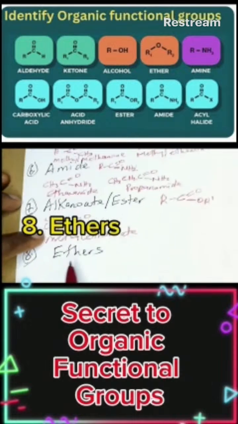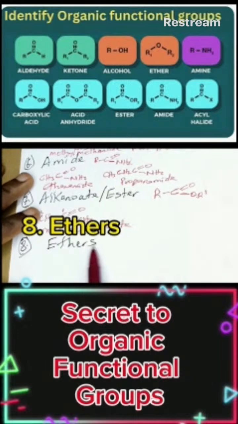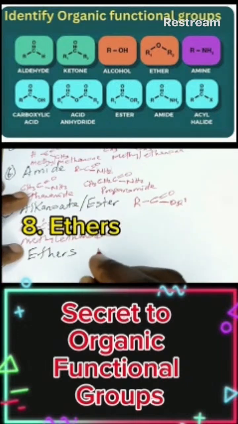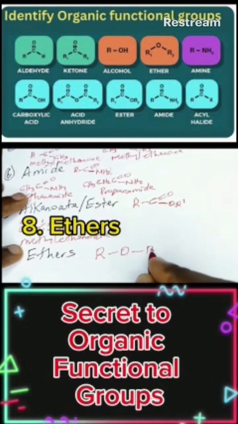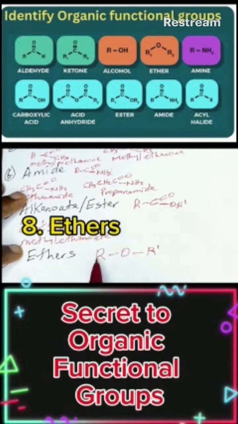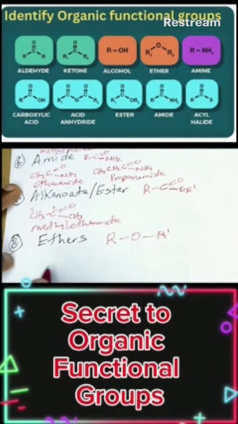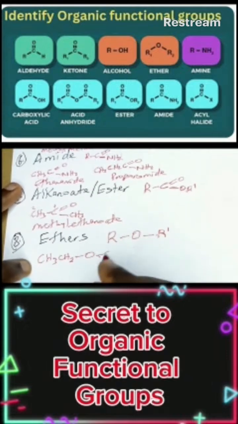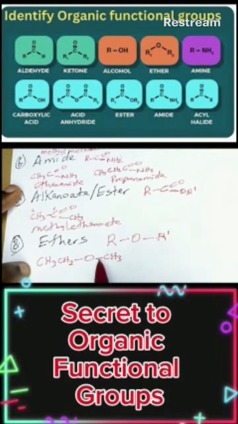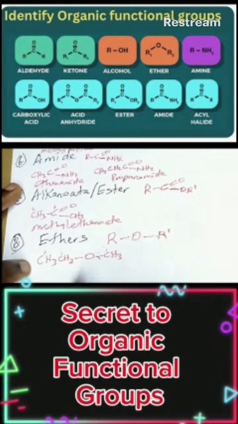This is now ethers. That's number 8. Another one, ethers. You are expected to have an alkyl group joined with O, joined with another alkyl group. Let me put one here to show that they are not the same. So let's take for example, if you have CH3, CH2 joined with O, and you have CH3. This is the smallest carbon because this is just one. This one is 1, 2. So we start from here.